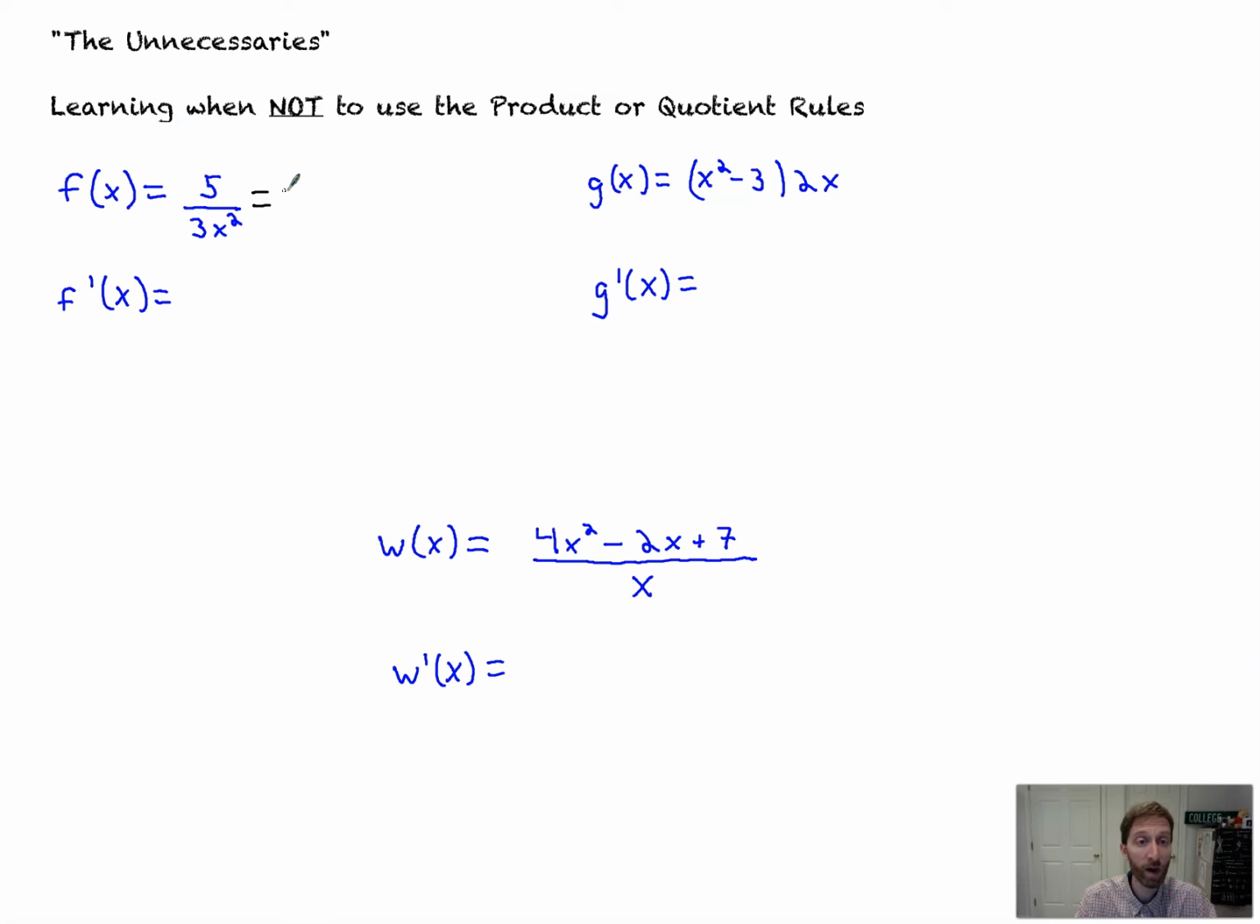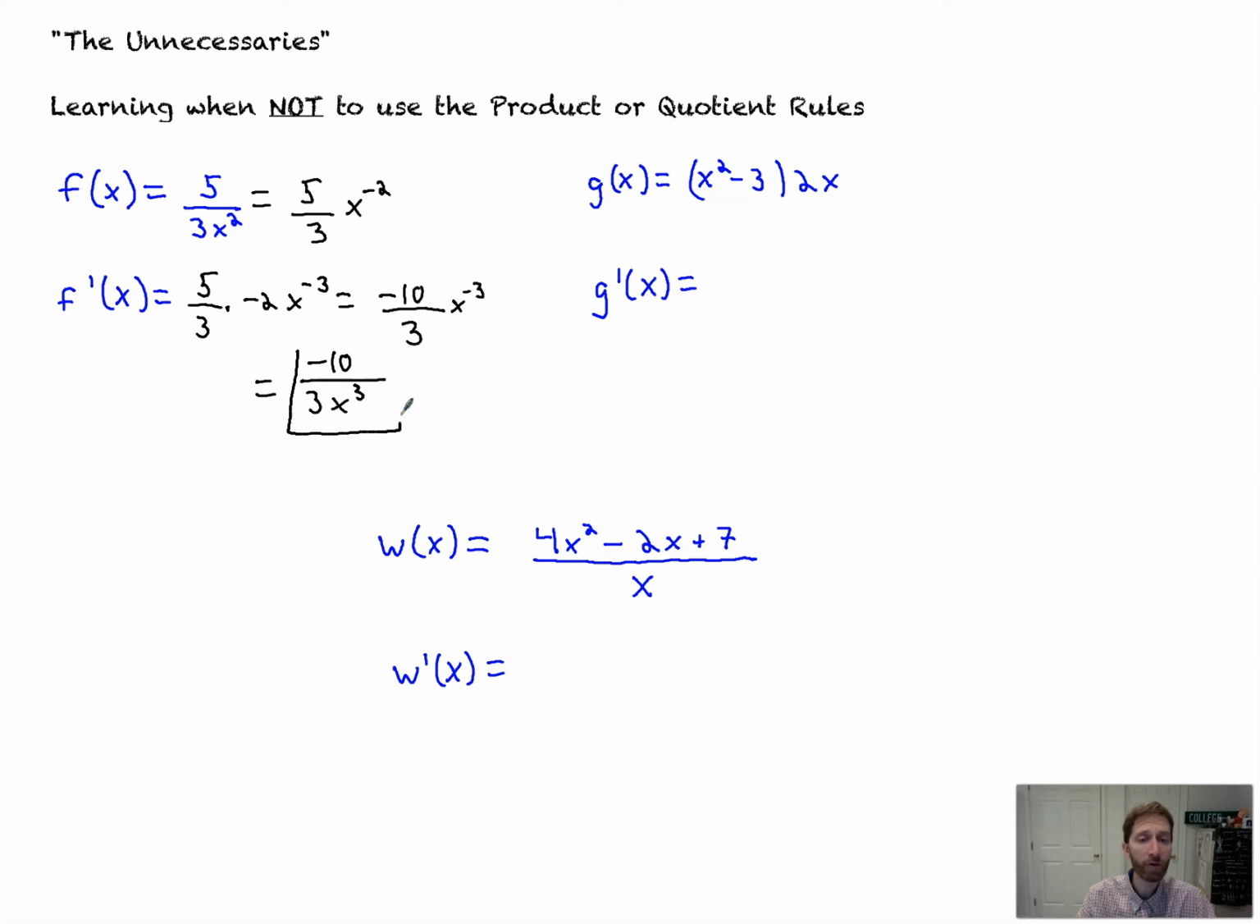5 over 3x squared is the same as 5/3, right here is the 5/3, times x to the minus 2. We can rewrite it that way. Now this is in power rule format, so we'll use the power rule. So 5/3 is just hanging out, times negative 2, x to the negative 2 minus 1 is negative 3. Sweet. So we simplify that, that's going to be negative 10, negative 2 times 5, over 3 x to the minus 3. And if you must get rid of that negative exponent, negative 10 over 3x to the third.